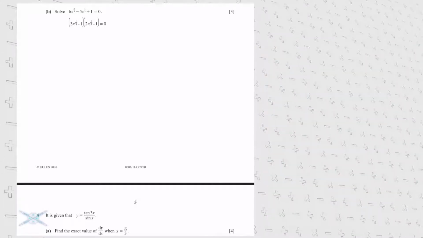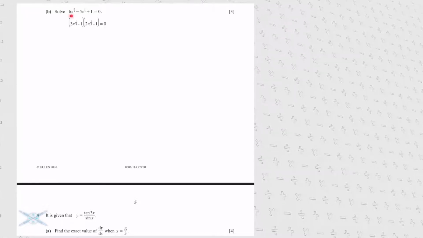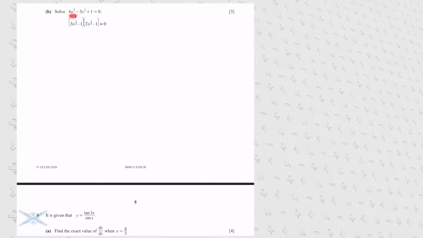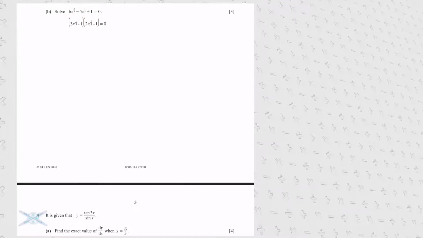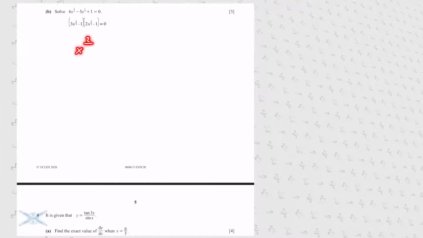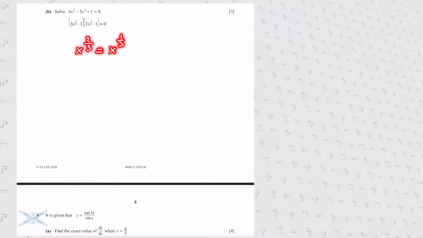To figure out whether or not this rule can be employed here, we need to closely inspect the power expressions x to the power of 2/3 and x to the power of 1/3, and realize that x to the power of 2/3 equals x to the power of 1/3 squared.